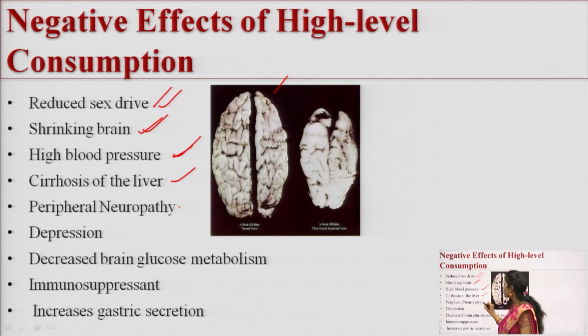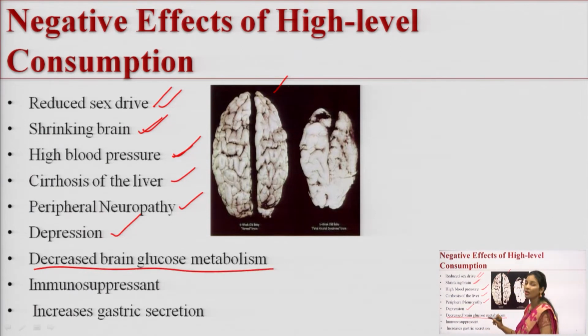Apart from liver damage, it will cause neuropathy and depression. And this is the thing I had forgotten to explain: it decreases the brain glucose metabolism. Whenever you take alcohol, it will decrease the brain glucose metabolism. Apart from that, it is an immunosuppressant drug and it will increase the gastric acid secretion. So, it is contraindicated in peptic ulcer.